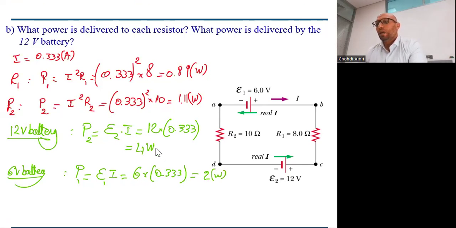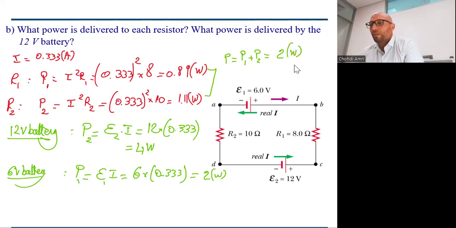Okay, now if we want to compute the total power delivered to the resistors, it will be equal to P1 plus P2 because it's consumed. So we're going to get 2 watts. However, we said that the 6-volt battery is consuming.